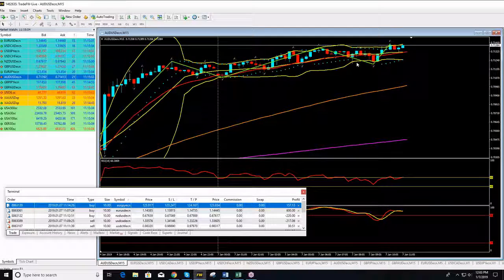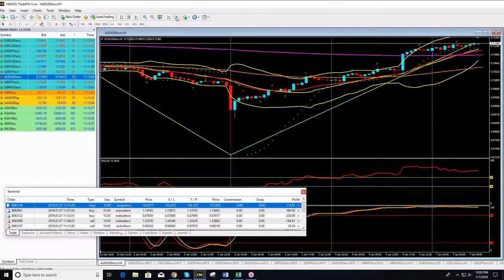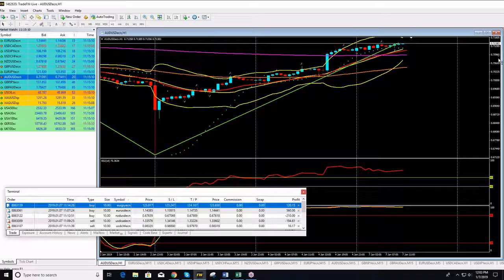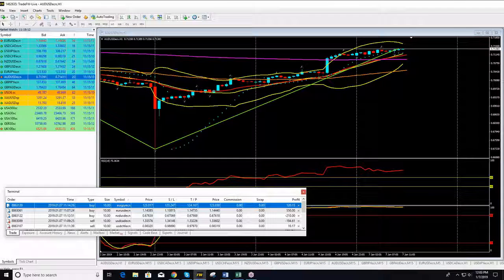Aussie dollar, guys, is ready to break to the upside. Let me check the higher time frames. Oh, it's very nice, guys. So I would go long Aussie dollar. Long Aussie dollar, guys. Market price is getting ready to explode to the upside as well. All right, there we go.